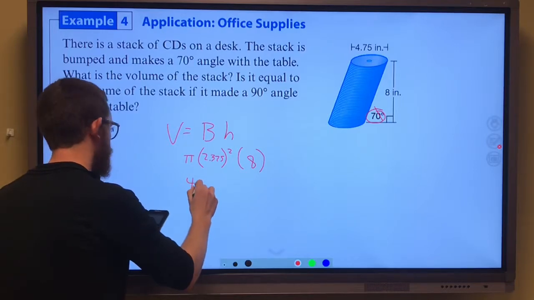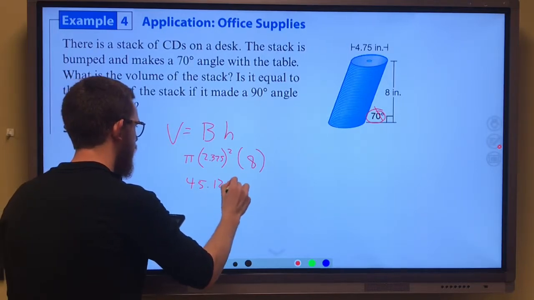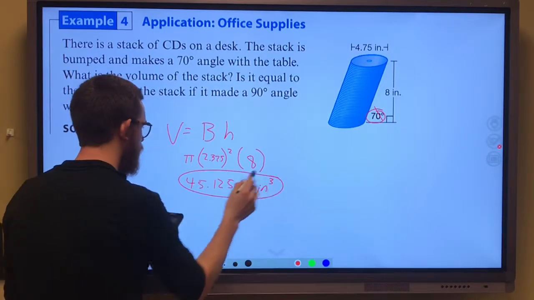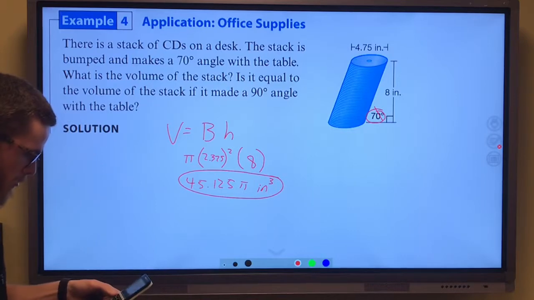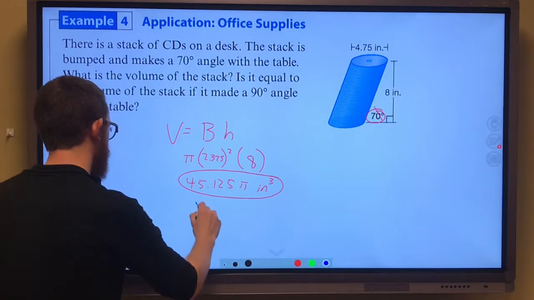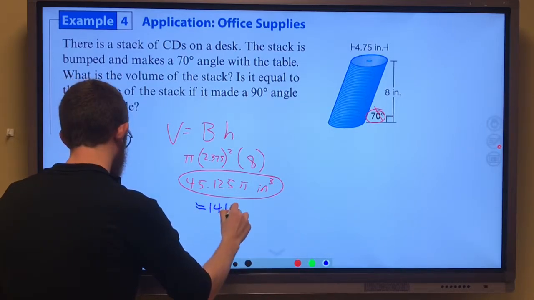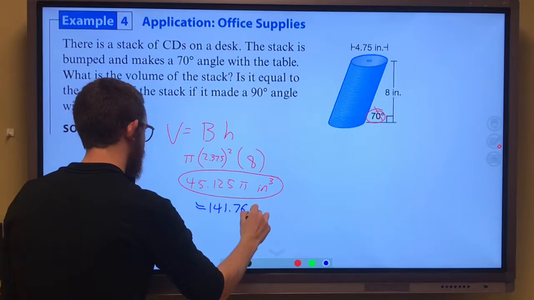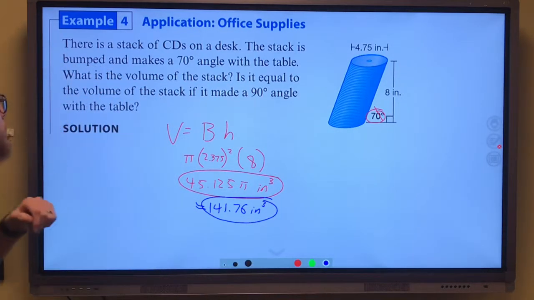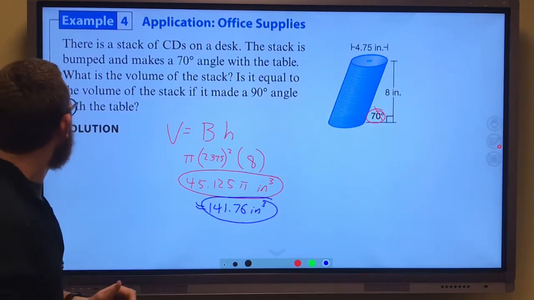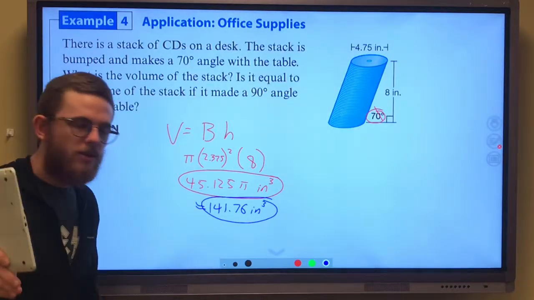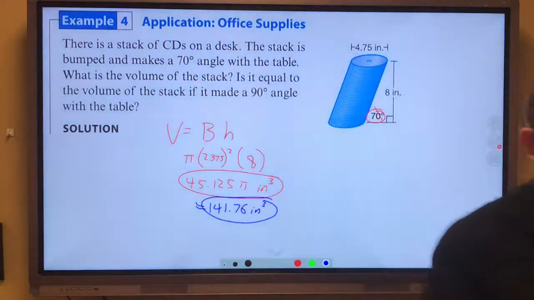As an exact answer, it's 45.125 pi cubic inches. But if I round to the nearest hundredth, it's about 141.76 cubic inches. So it's not very specific in this problem here. This is the same volume as if the stack is standing straight up. We know it's not really affected by that, because of Cavalieri's principle.